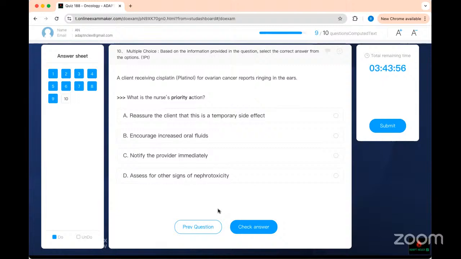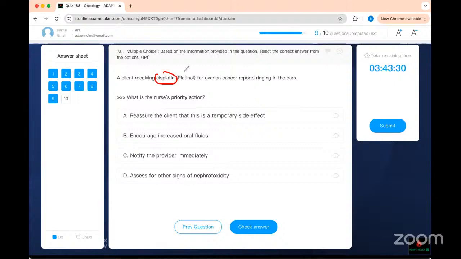What would you do if you're the nurse? Reassure the client that this is a temporary side effect. That means it will go away. Encourage increase in fluid. Notify the healthcare provider. Assess for signs of nephrotoxicity. If you look at the answer choices carefully, there are two answer choices that are saying the same thing.